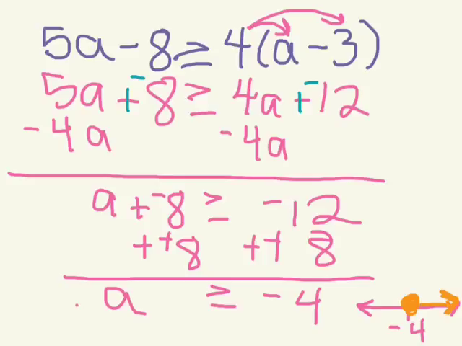So again, you're going to want to choose a number in that set and check it out. I like to do nice easy ones. I'm going to go with 0 because 0 is greater than or equal to -4. Substitute it back in here. If I substitute in 0, I get 5 times 0 is 0, and 0 minus 8 is -8 on the left. And if I substitute in 0 here, I get 0 minus 3 is -3, and -3 times 4 is -12. And that works out because -8 is greater than or equal to -12. So that one worked. Okay, let's try another one here.